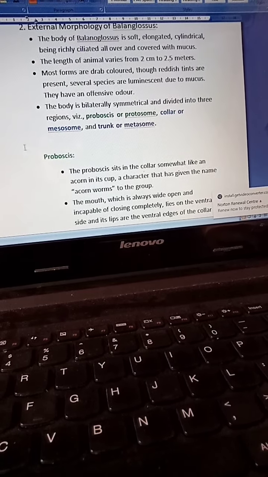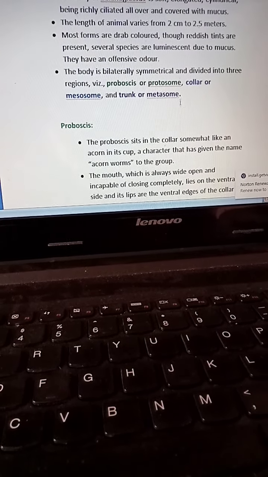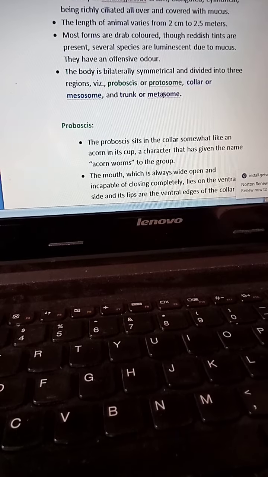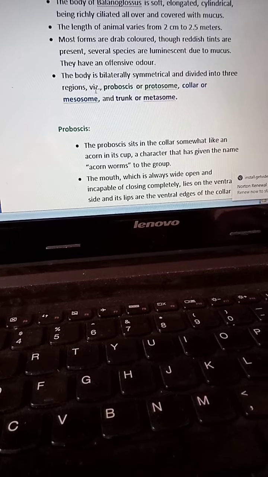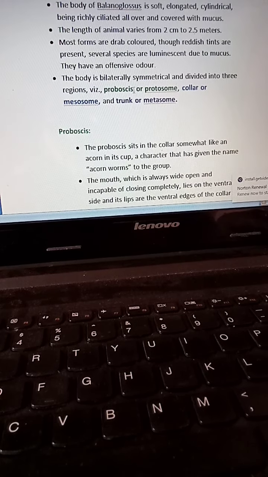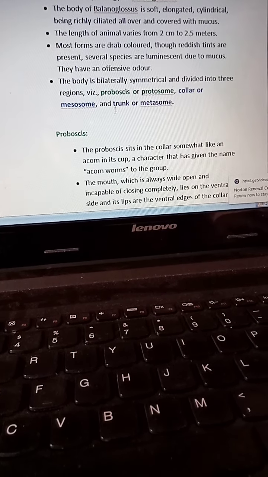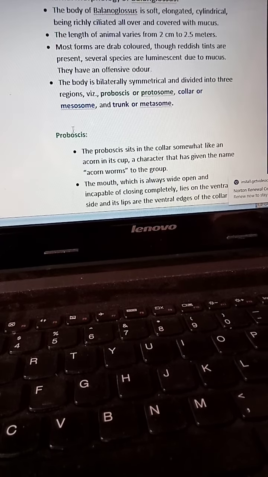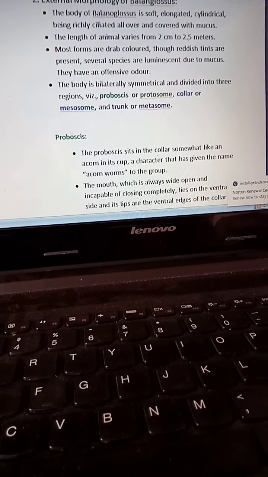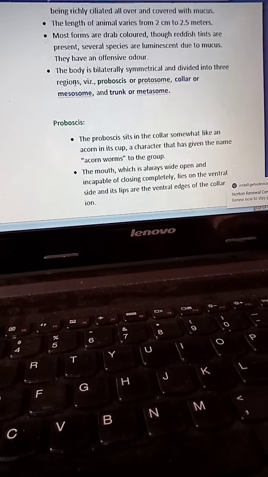Their body is bilaterally symmetrical and also divided into three regions, like a proboscis, which is also called protosome. Soma means body, proto means first body. So the first part which is forming is the proboscis, and the middle part is called the collar, also called mesosome. Meso means middle. Then the trunk or metasome. Meta means after the collar, the region which is present is called the trunk region. So the entire body is divided into proboscis, collar, and trunk.